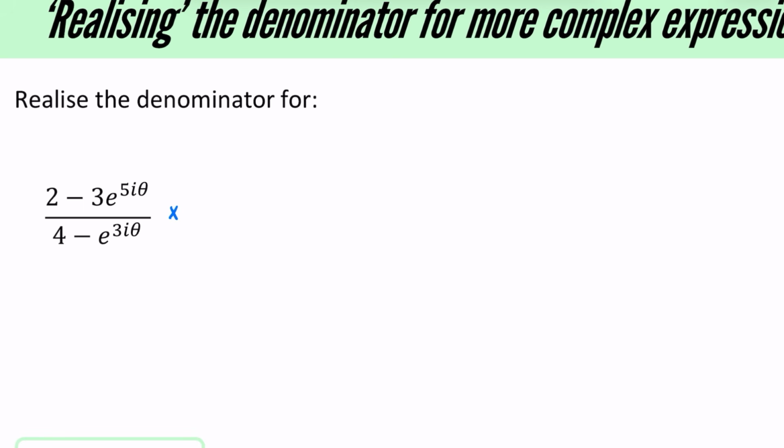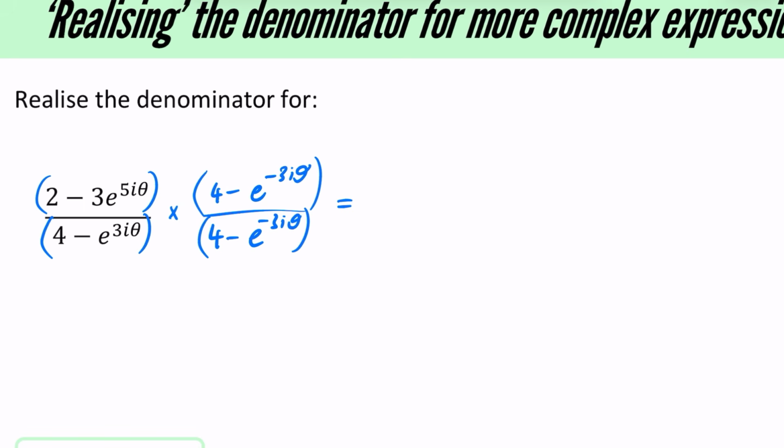Now, the conjugate is the same expression as the denominator, like this, but we just negate the power. So it's going to be a 4 minus e to the minus 3i theta. I still find that putting brackets just reminds me we are doing a double bracket expansion here. Now I'll do the numerator in just a second, because the thing I'm really interested in is the denominator. So we'll have the 4 and the 4, which gives me the 16.